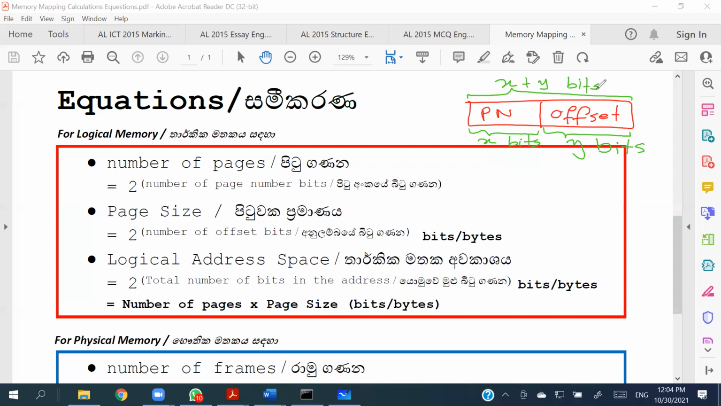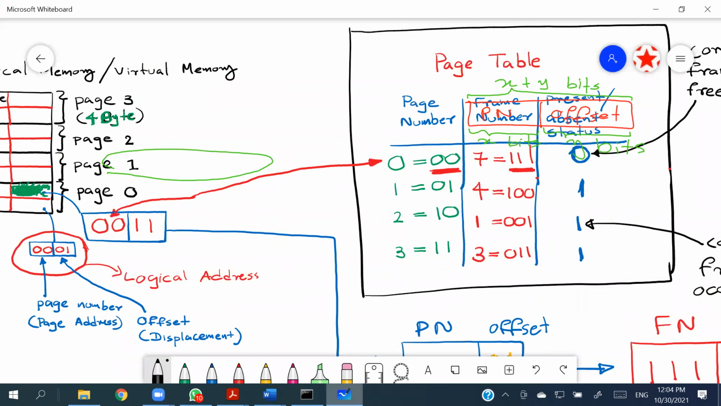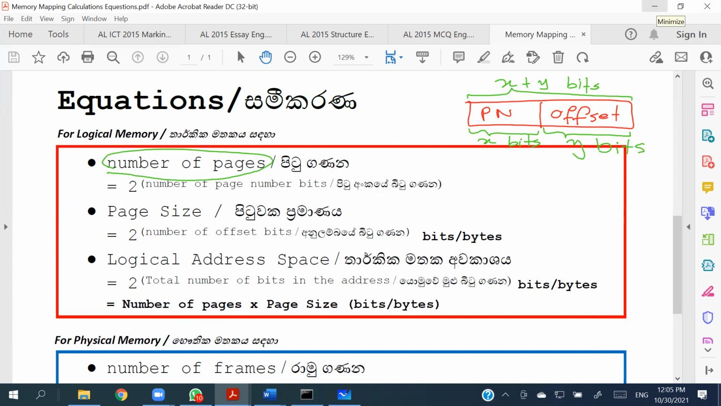Now, when we know about the address in this manner, we can find these details. Look at this. Number of pages. How many pages are there in my logical memory? Now, can you remember the diagram that we did? In the diagram that we did, we had four pages: page 0, 1, 2, 3. So when you know how many bits are there in the page number and how many bits are there in the offset, using the number of bits in the page number, we can determine the number of pages. That is what is illustrated by the first equation. So number of pages is equal to 2 to the power number of page number bits.